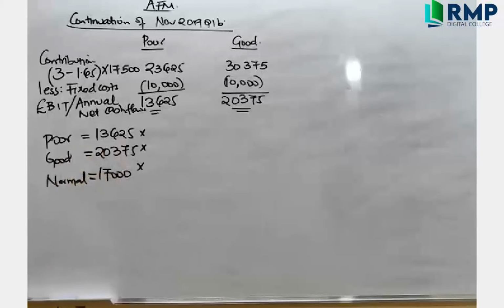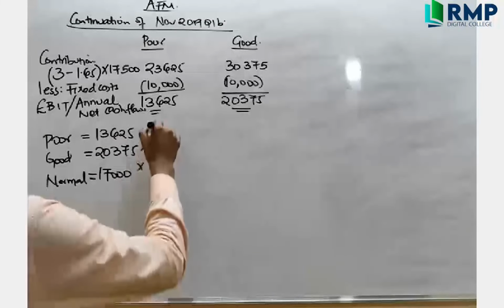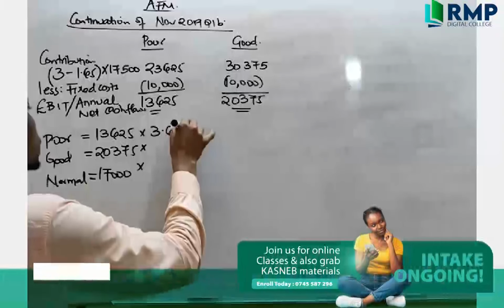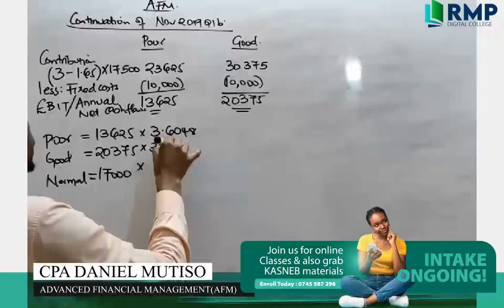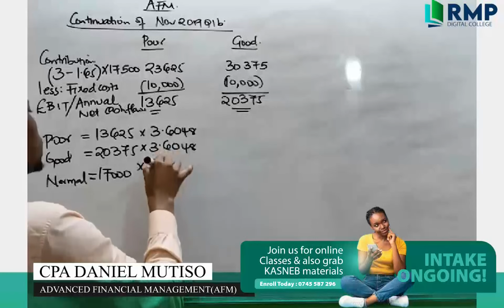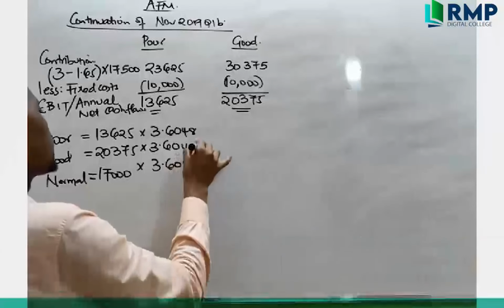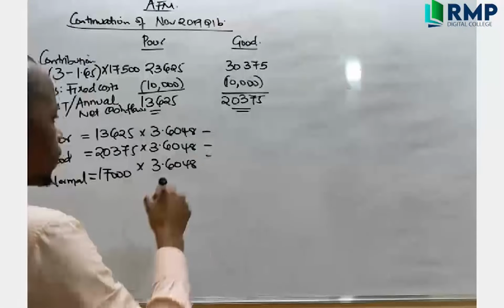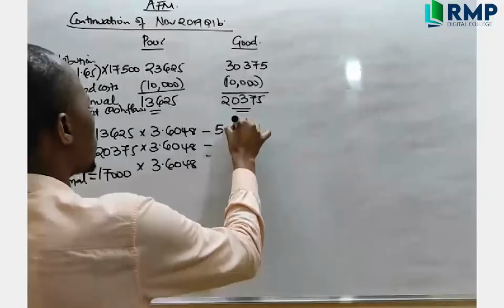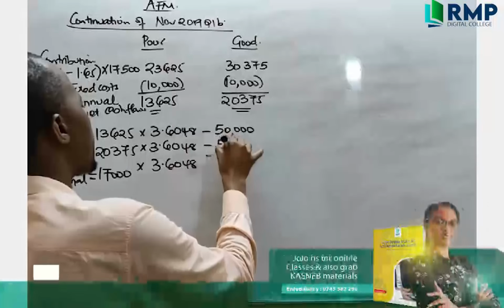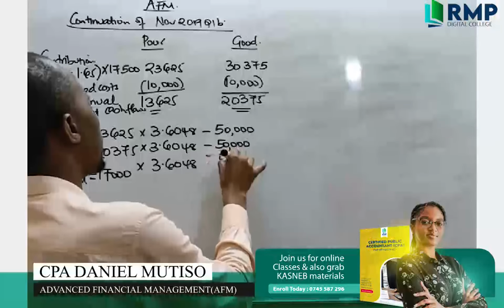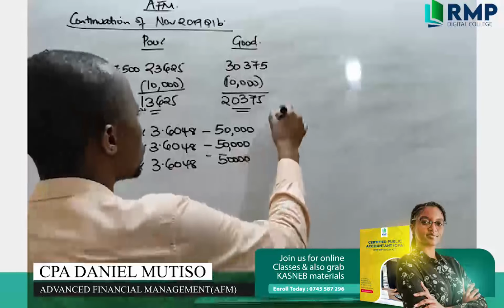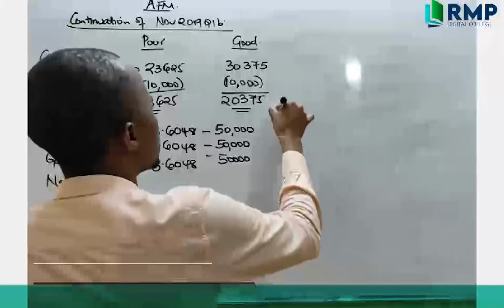This is the annuity concept. We had already gotten the discount factor at 3.6048. We subtract what? We're subtracting our initial outlay. As in our previous question, it was 50,000. So whatever we are getting here is my NPV.